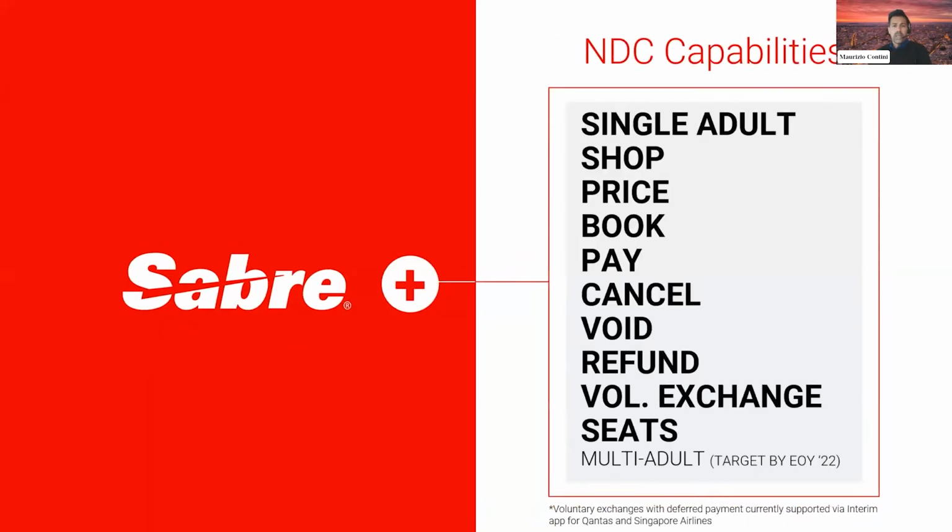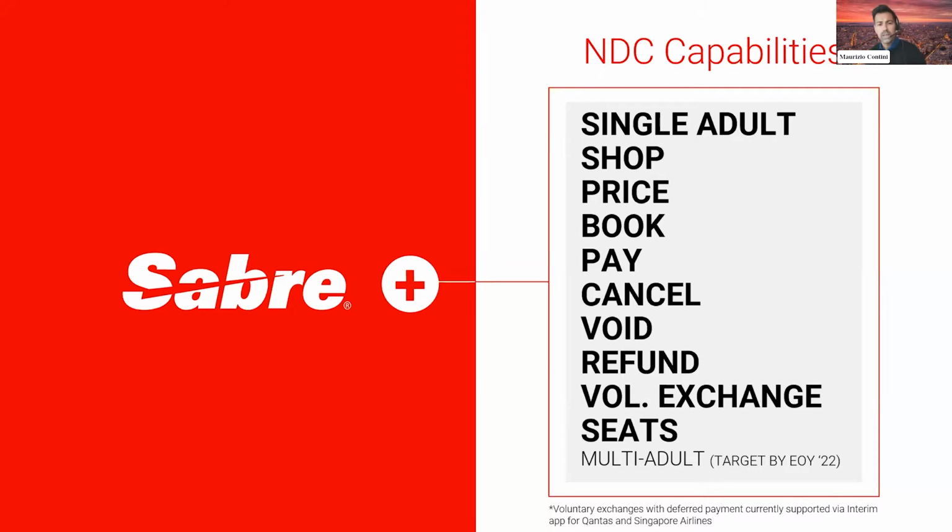What is available? As I was saying before, NDC is a new technology. We say to the airline, give me this, give me this, give me this, and we're rebuilding what has been built in 60 years. So every functionality you use needs to be built for the NDC technology. Today, what is available is shop, price, book, pay, cancel, void, refund, and so on. Exchanges and seats are partially coming.